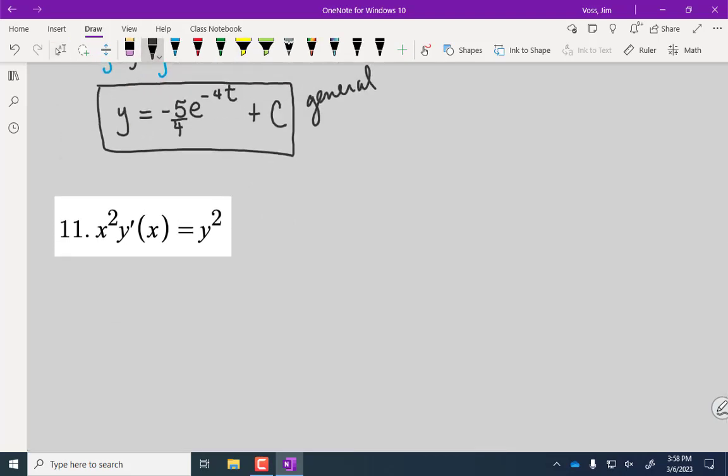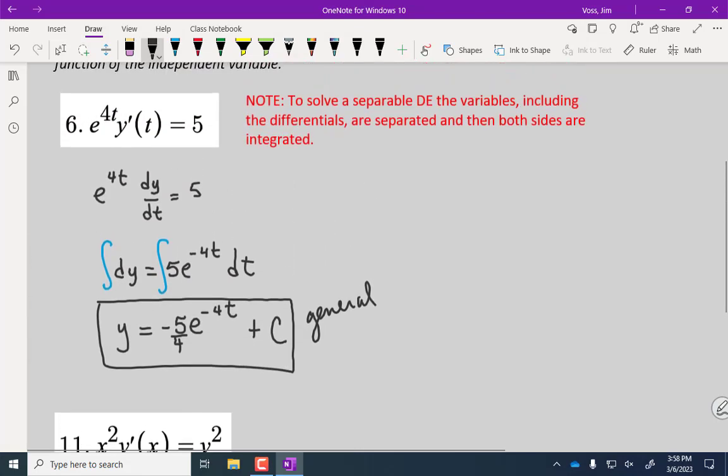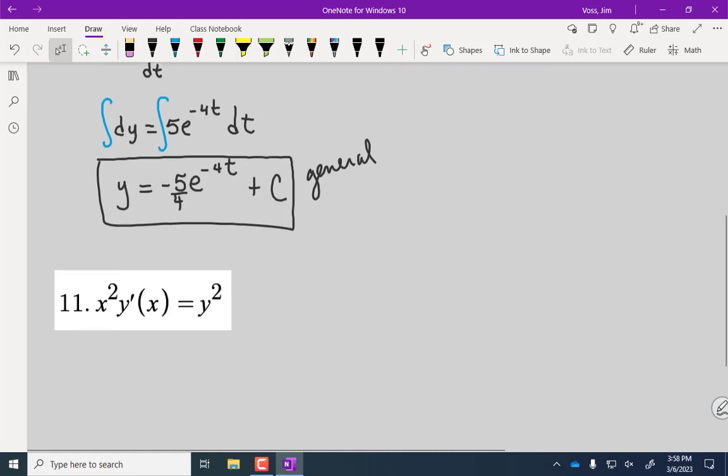So you all try this one. See if you can separate it and find the general solution. Does it matter if dx or dy is at the top or bottom? Yes, it does. The dependent variable is always in the numerator. The independent variable is always in the bottom. So y prime of t means dy dt. It means that t is independent, and so t has to be in the bottom. So x has to be in the bottom. Correct, that's right.